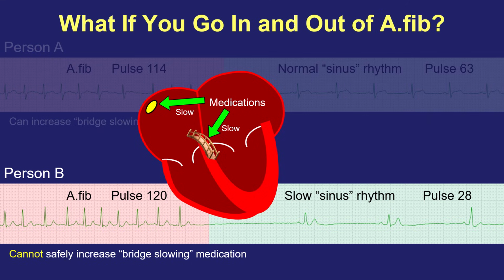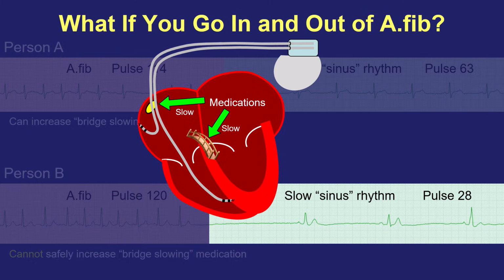There's a medical term for this situation called tachy-brady syndrome. Tachy stands for tachycardia, meaning when they're in A.Fib they go fast. Tachycardia means fast heartbeat. And Brady stands for bradycardia, slow heartbeat when they're in normal rhythm. And this can be a difficult situation to manage with medicines alone. And one of the most common ways that we tackle this problem is by putting in a pacemaker.